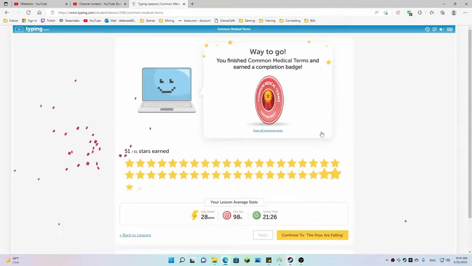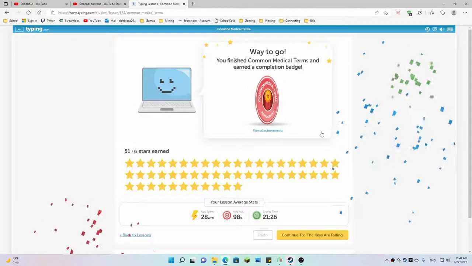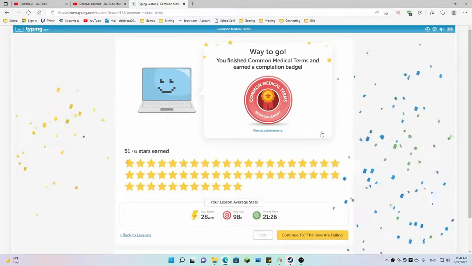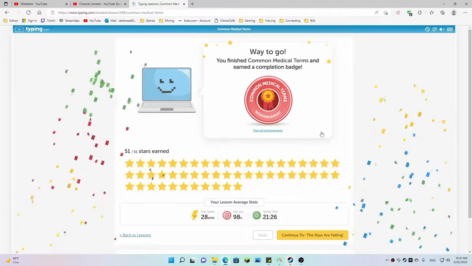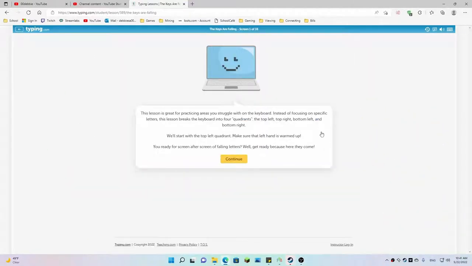And we get a badge. Nice. And we got all the stars for accuracy. So good. Now we get to go to the keys are following. This lesson is great for practicing areas you struggle with on the keyboard instead of focusing on specific letters. This lesson breaks the keyboard into four quadrants: the top left, the top right, the bottom left, and the bottom right. We'll start with the top left quadrant. Make sure that left hand is warmed up. You ready for a screen after screen of falling letters? Well, get ready because here they come.